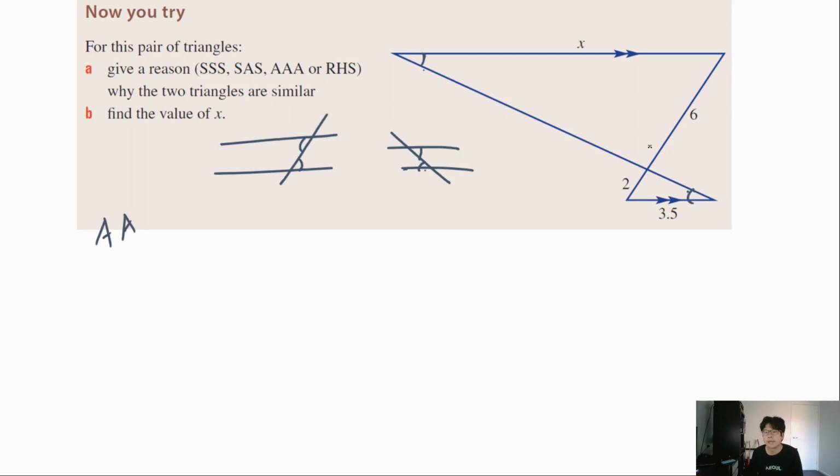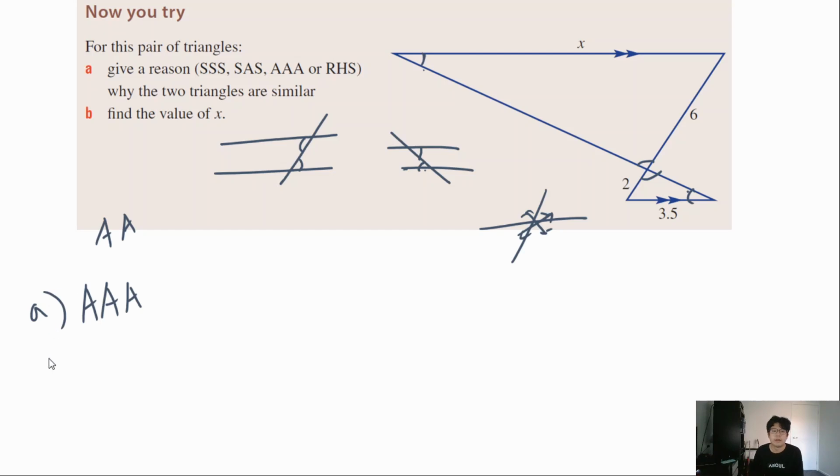We also have another angle that's the same. This one's a bit easier to see. If you remember vertically opposite angles from angles at a point like that, these two angles are the same as one another, and those two angles are the same as one another. You can see that happening right there. So these two angles will equal one another as well. So for our first question here, our reason will be angle, angle, angle.